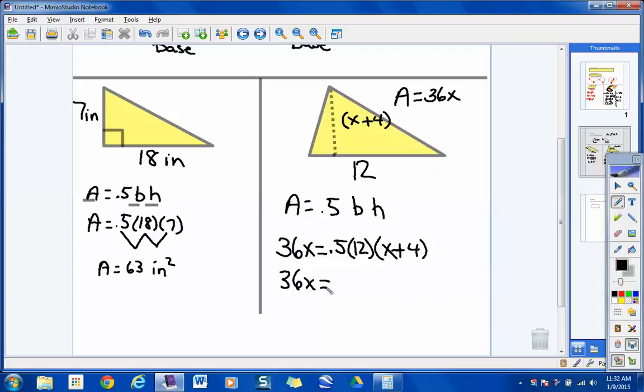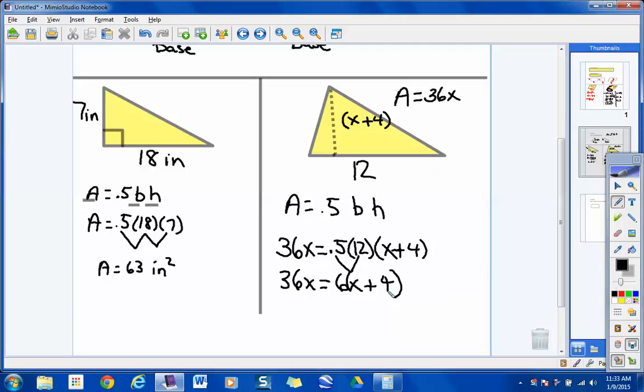What's half of 12 here? You guys agree that this part right here could simplify to 6? You guys really agree that this is 6 times x plus 4 right here? Oh, in parentheses still, right? 6 times x plus 4 there? Where did that 6 just come from? Half of 12. Now, the x plus 4 is still in parentheses.